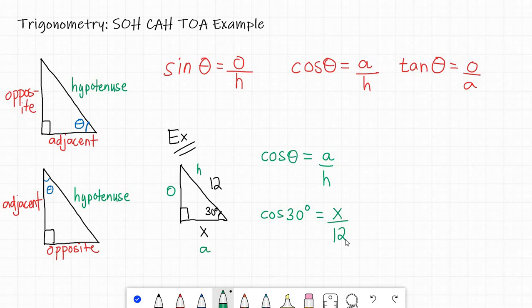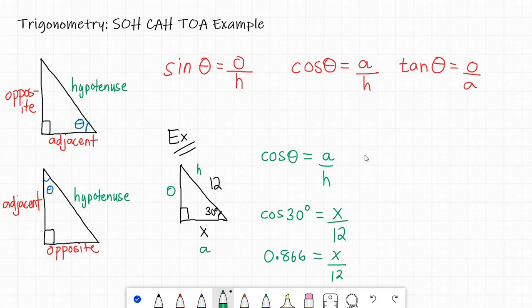Now, in terms of cosine of 30 degrees, you're going to go ahead and get your calculator, press the cos button. It should just say COS, and then 30, and then equals. And that will give you a decimal number. It should always be less than 1. So cosine of 30 is 0.866, and that's still equal to x over 12.